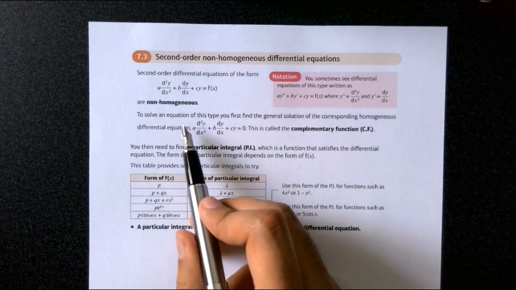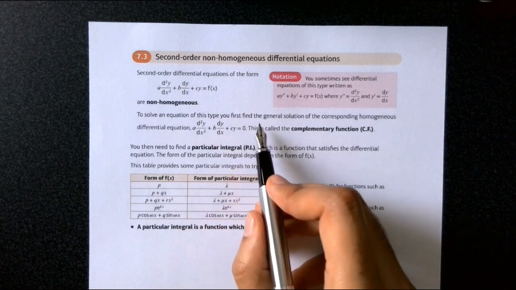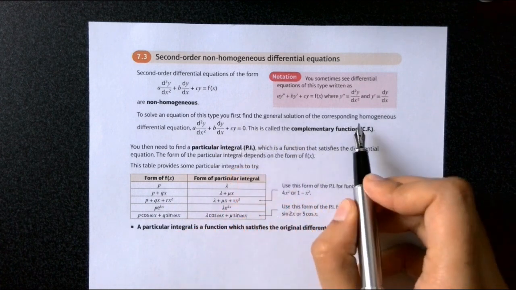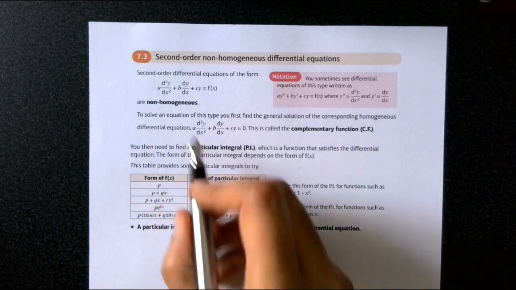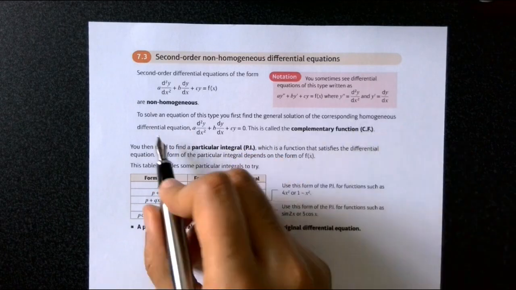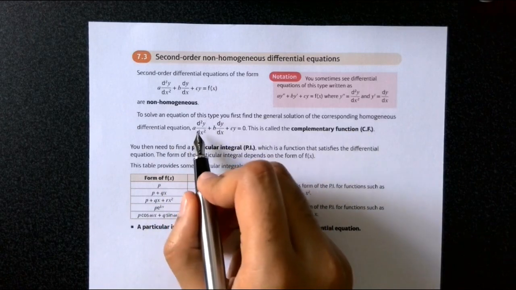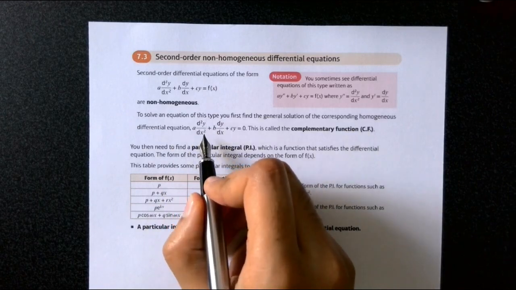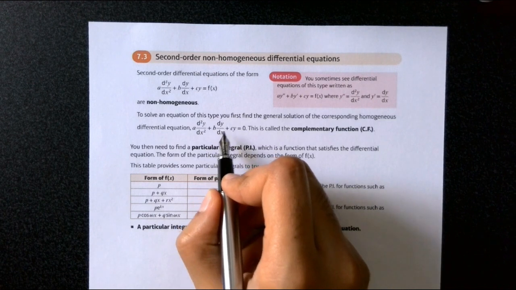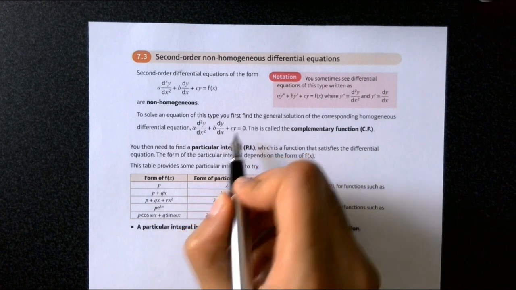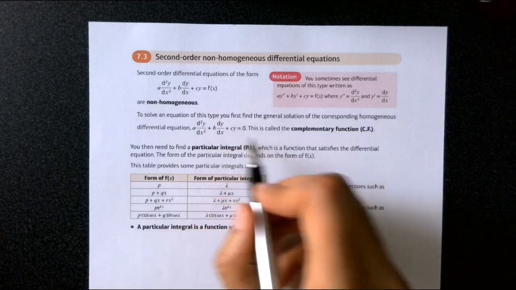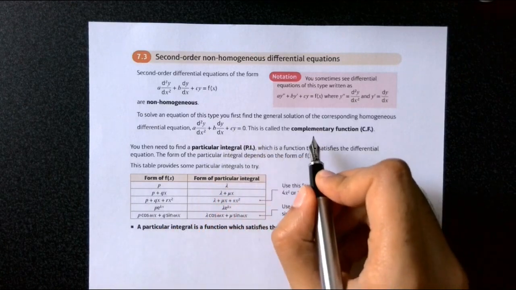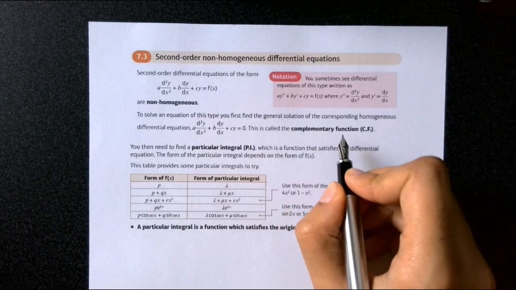Now, to solve an equation of this type, you first find the general solution of the corresponding homogeneous differential equation. For a homogeneous differential equation, we have a d squared y over dx squared plus b dy over dx plus cy equals 0. And when we solve this, we get what is called a complementary function.